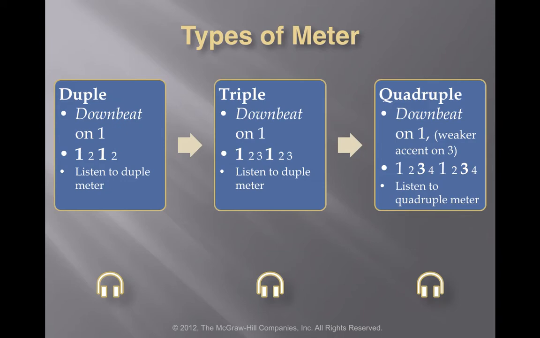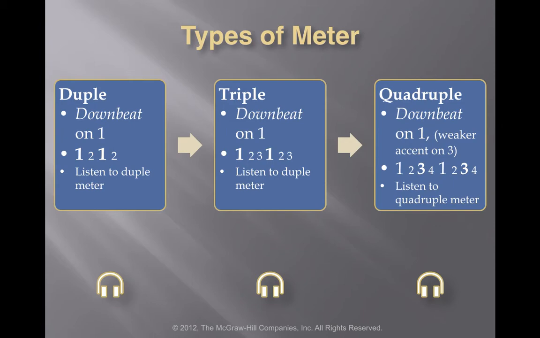Now, quadruple meter is very similar to duple meter because we feel that strong downbeat followed by a weak beat. But the beat after that, even though it feels strong, is not quite as strong as the downbeat. So it's slightly heavier than 2, but not quite as heavy as 1. Quadruple meter is our 4/4 or common time.